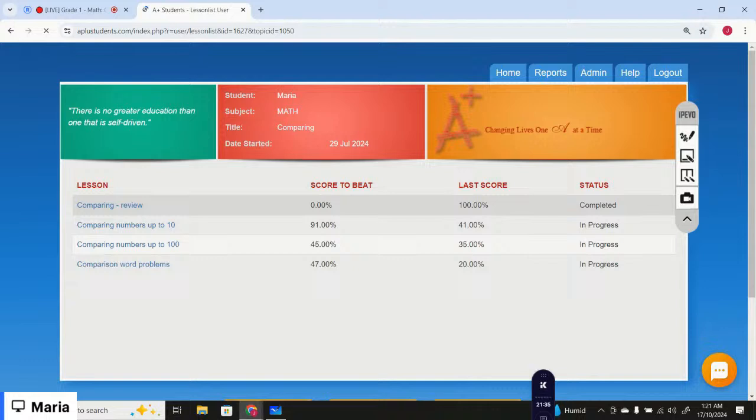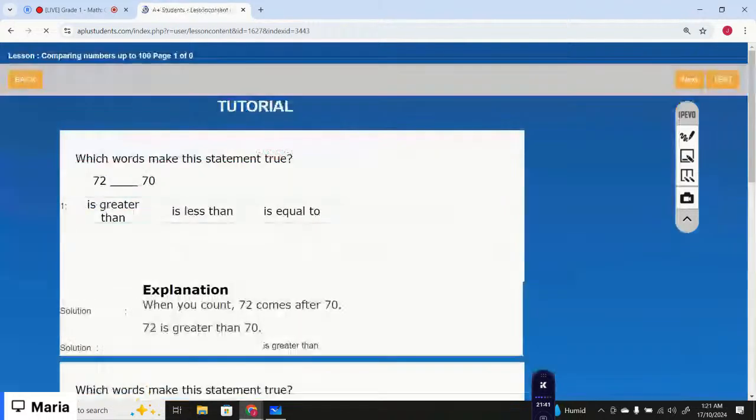Let me just move on to the next lesson, that is comparing numbers up to 100. Now you are going to compare the numbers that are up to 100.